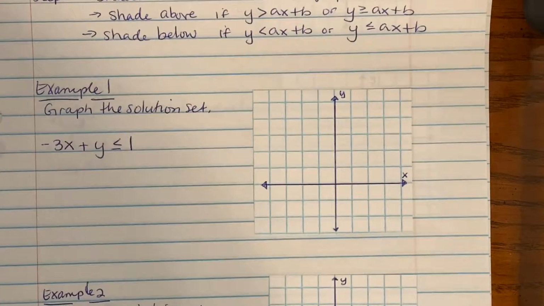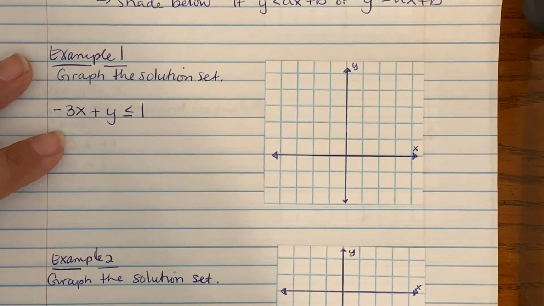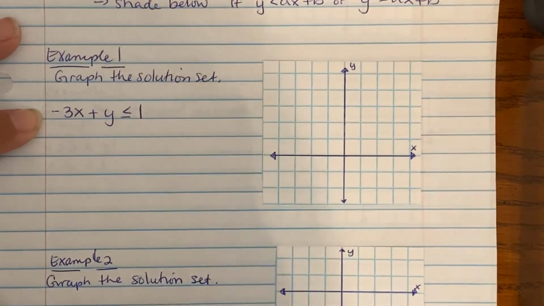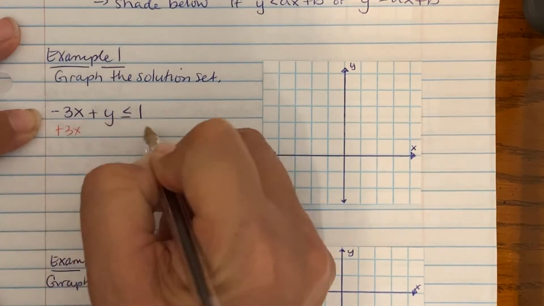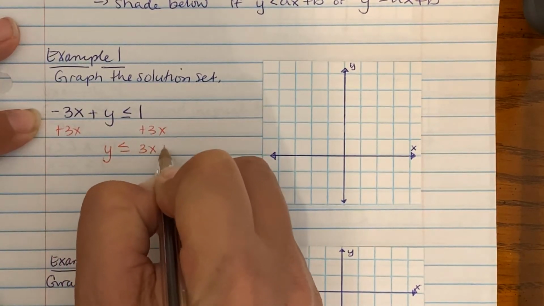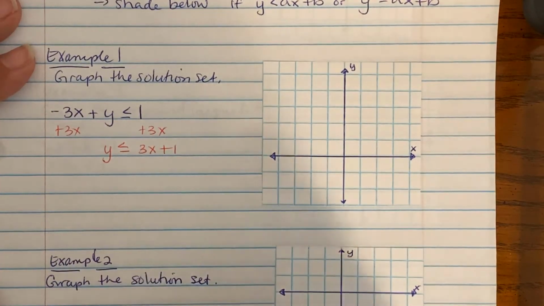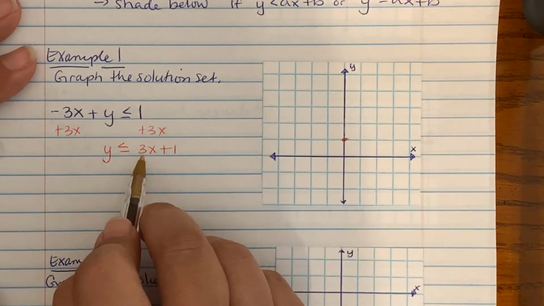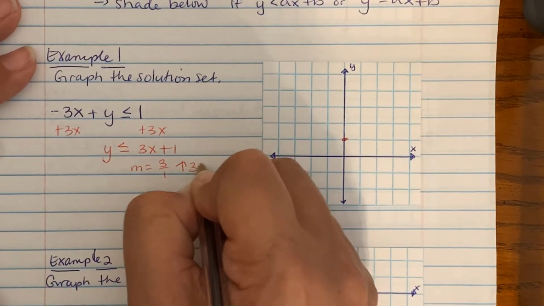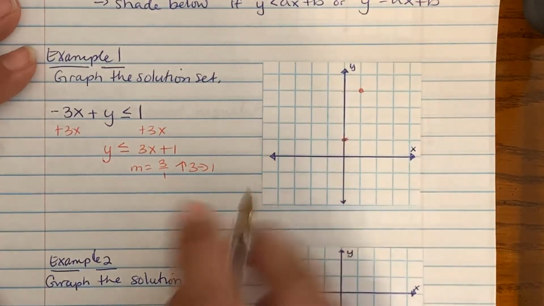So example 1 says, graph the solution set for negative 3x plus y less than or equal to 1. Easiest way to do it is put this in slope-intercept form. So we are going to add 3x over, and we have y less than or equal to 3x plus 1. So we're going to start the graph at positive 1 on the y-axis. And the slope, our m, is 3 over 1, which means up 3 to the right 1. So we went 1, 2, 3 over 1, and I put a dot.